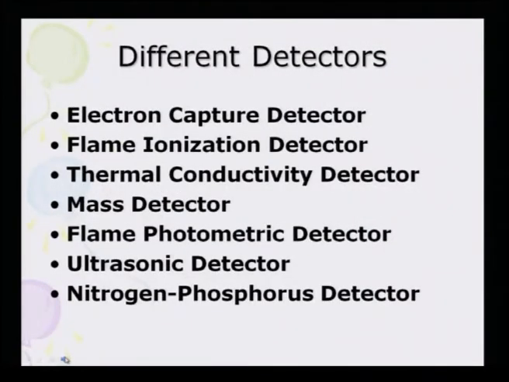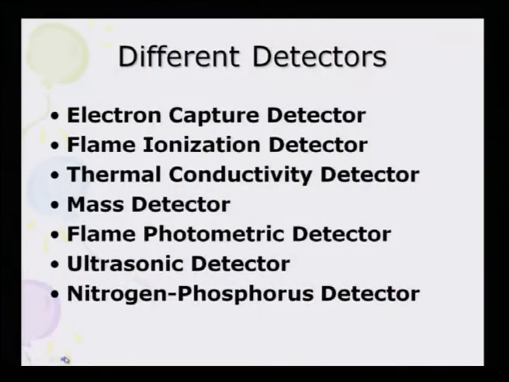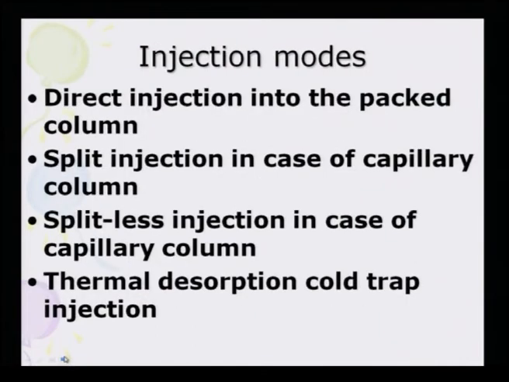Different detectors, I had mentioned earlier also, but this is just like a recap. So, we are trying to look at all the GC components and important features one by one. Electron capture detector, flame ionization detector, thermal conductivity detector, mass detector, flame photometric detector, ultrasonic detector, nitrogen phosphorus detector, and many more. Injection mode could be direct injection into the packed column, split injection in the case of capillary column, splitless injection also in the case of capillary column, thermal desorption, cold trap injections, which are very specific for gaseous samples.